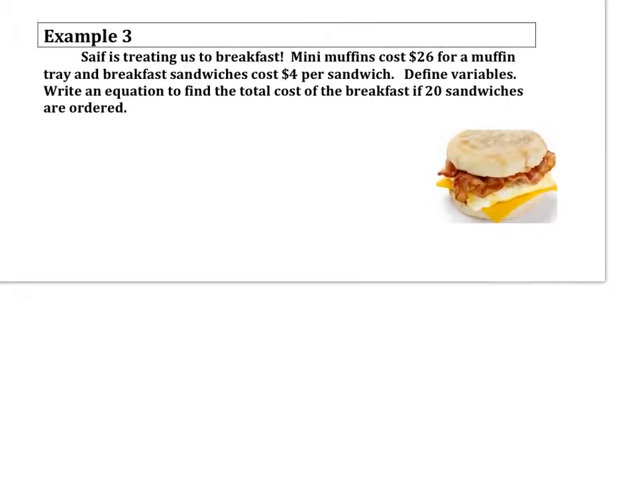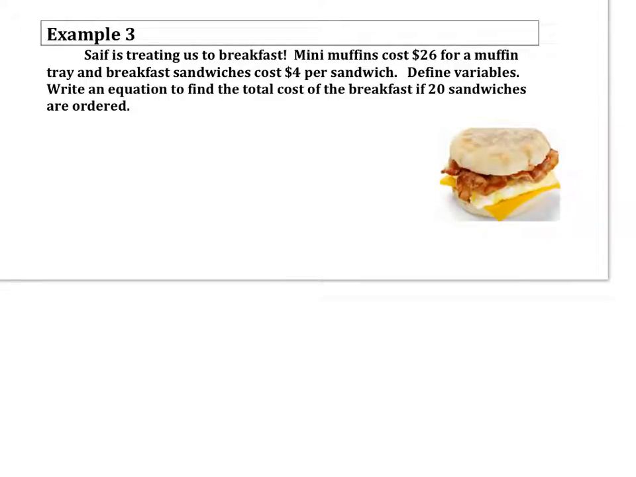And then in example 3, we're going to write our own equation and define our variables. Safe is treating us to breakfast. Mini muffins cost $26 for a muffin tray, and each breakfast sandwich costs $4 per sandwich. Define variables and write an equation to find the total cost of the breakfast if 20 sandwiches are ordered. So I'm going to let S equal the number of sandwiches. You can pick any variable that you'd like.